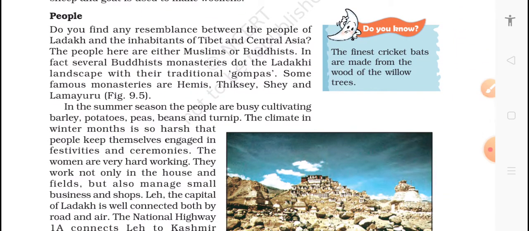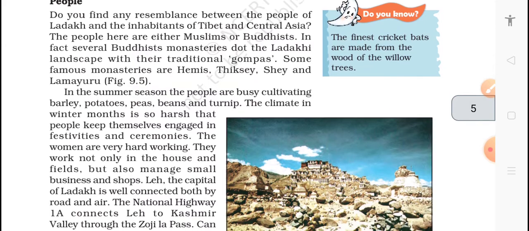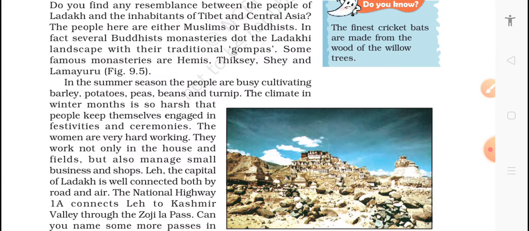So now we will talk about the people living in the Ladakh region. Do you find any resemblance between the people of Ladakh and the inhabitants of Tibet and Central Asia? The people here are either Muslim or Buddhist. In fact, several Buddhist monasteries dot the Ladakhi landscape with their traditional gompas. Some famous monasteries are Hemis, Thiksey, Shey, and Lamayuru. Ladakh is also known as Little Tibet because Buddhism went from India to Tibet by way of Ladakh.